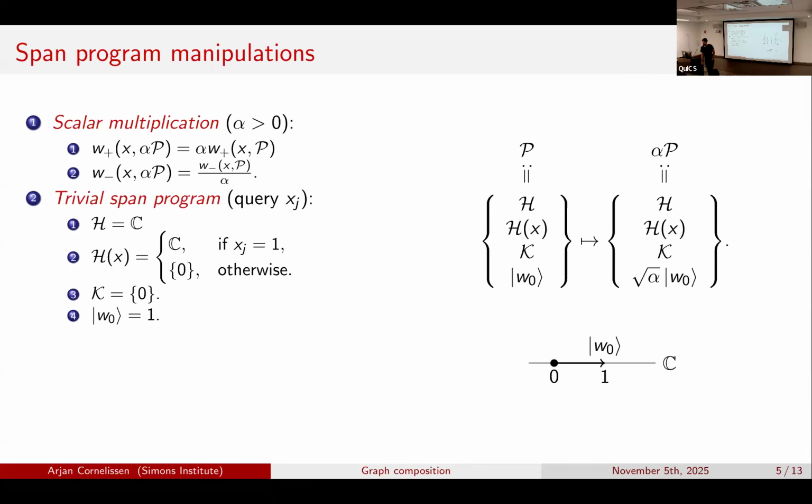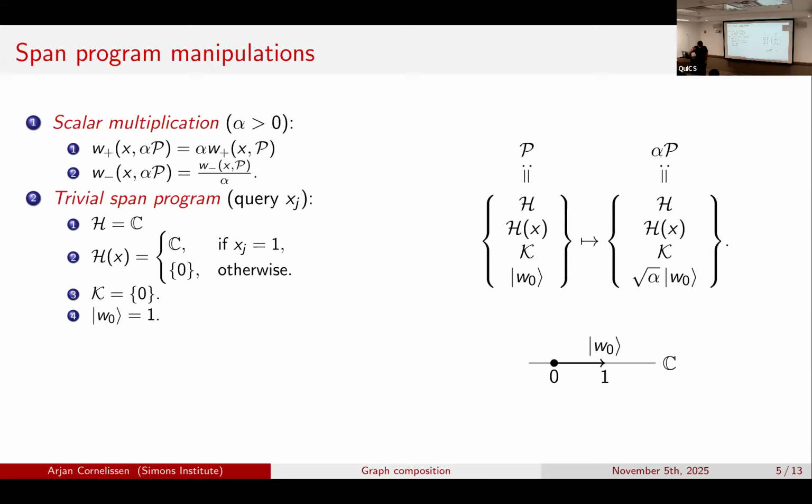And the second thing I want to note is that there exists a trivial span program, which just simulates doing a single query into your oracle. So here, what I want to do is build a span program which just queries the jth bit of a bit string. Essentially the way you do this is you define these four objects to define a span program. I'm just going to use a one-dimensional Hilbert space, and I'm going to include the whole space whenever xj is 1. I'm going to include just the empty space whenever xj is 0.